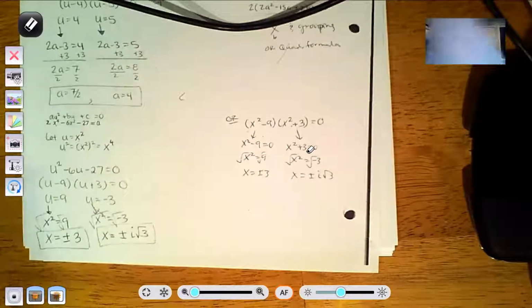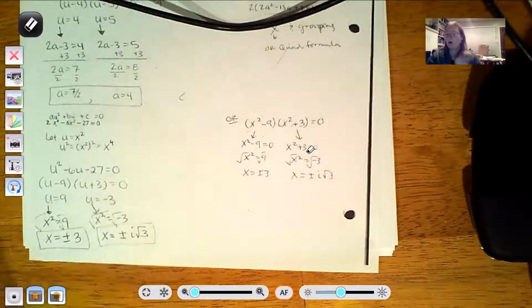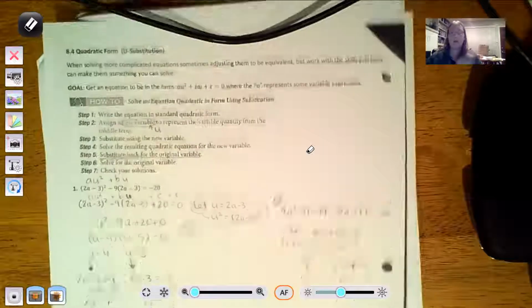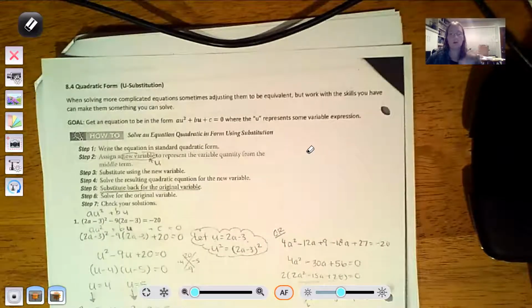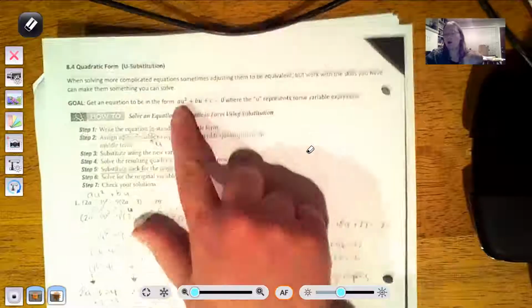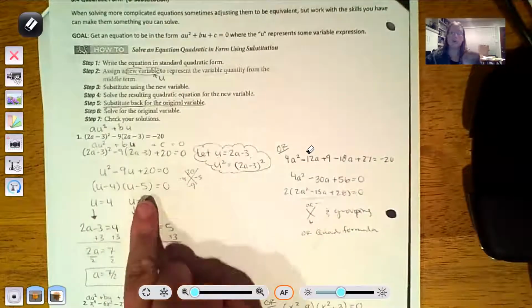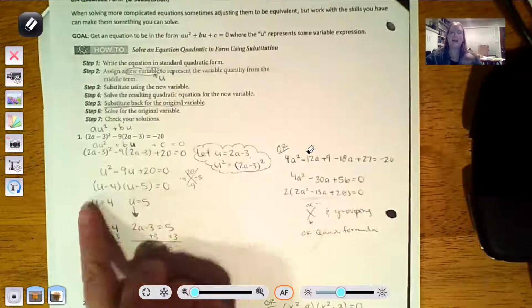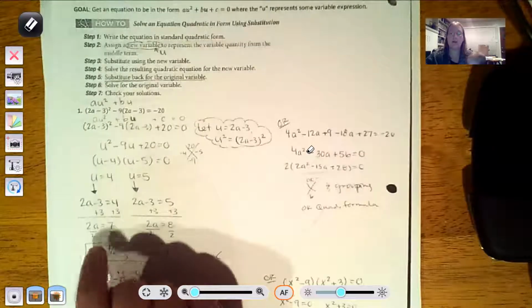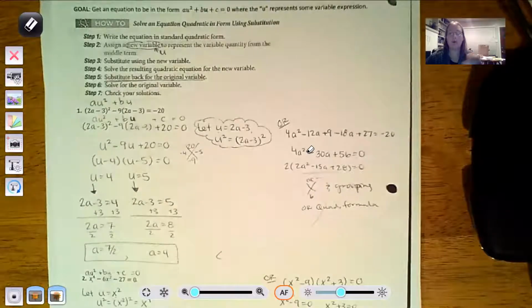All right, that is essentially what I have for 8.4. Again, the u comes from the middle term, and you should be able to write it in this format. And then don't forget to factor or use the quadratic formula if it's not factorable. Back substitute, so you're actually finding the value of the variable that you are going after.